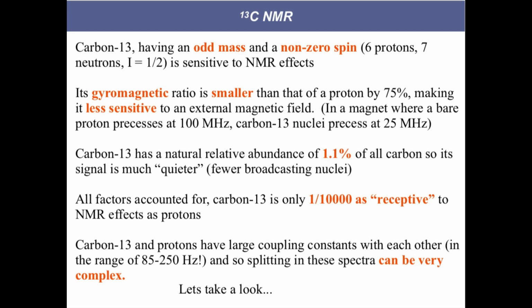Carbon-13 and protons will couple with one another, and they have a very large coupling constant, that J coupling constant with each other, that's in the range of 85 to 250 hertz. Now, those are huge numbers. Remember that for sp3 hydrogen neighbors, they split at 7 hertz. Carbon-13 and neighboring protons split from 85 to 250 hertz. So these make spectra really complex. So let's take a look at what these kind of complex spectra look like.